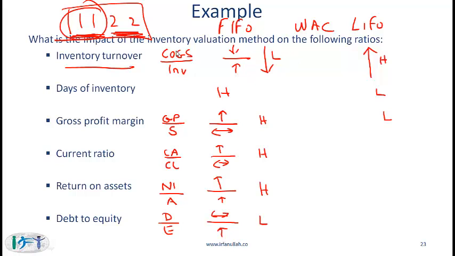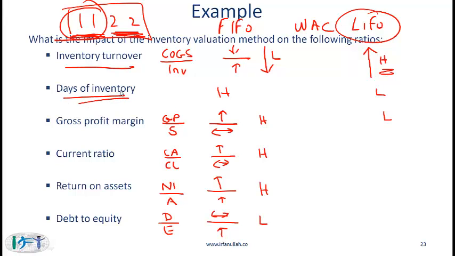So COGS over inventory, the inventory turnover ratio is a small numerator divided by a big denominator, which gives us a low number. This is low relative to what we would have under the LIFO method, and the weighted average would be in the middle. So we would say, if we were comparing weighted average cost with LIFO, we would say that inventory turnover using weighted average cost would be higher than if we were to use FIFO.